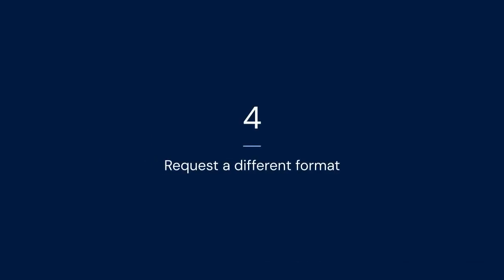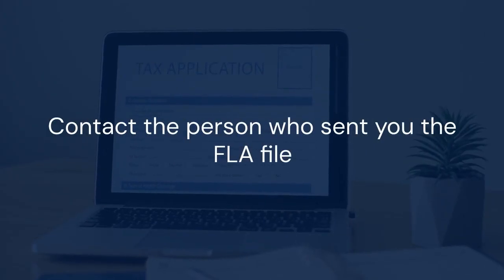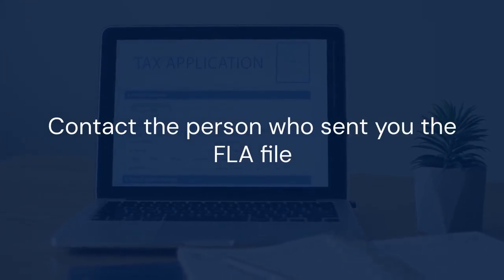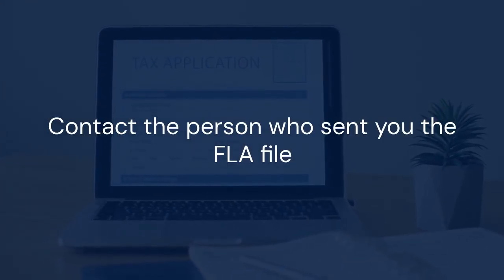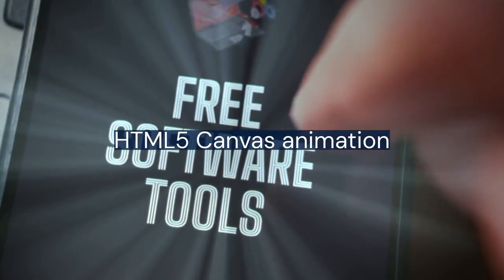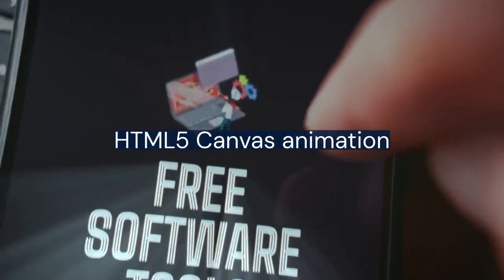For requesting a different format, the easiest solution is often the most direct. Contact the person who sent you the FLA file and ask if they can export it to a more common format, such as a video, MP4, or a GIF. These formats are universally playable and don't require specialized software. If they need to preserve interactivity, they could consider exporting to an HTML5 canvas animation. This generates code that can be viewed in any modern web browser.